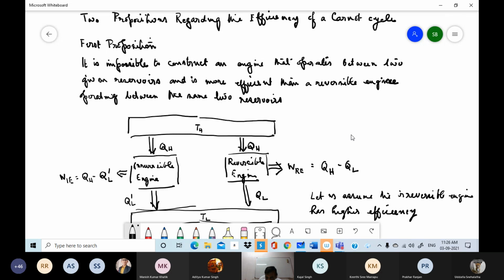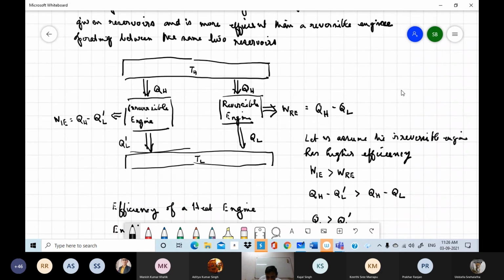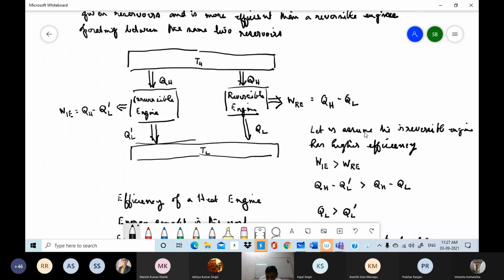From this, can I show that it leads to some statement which we know is false? In that case, our assumption must have been wrong. So that is the line we are following. So if we assume that the irreversible engine can have higher efficiency, then QL must be greater than QL prime.